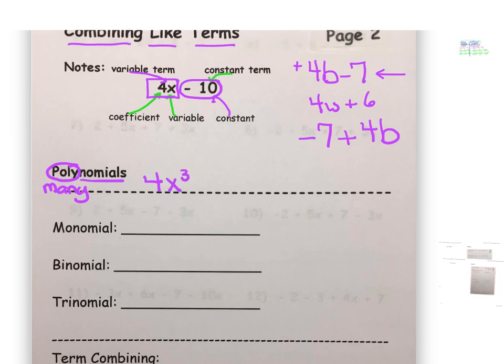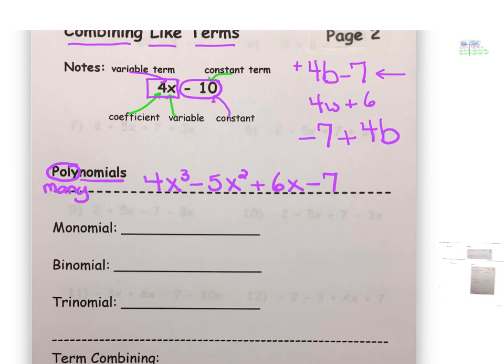4x to the third power minus 5x squared plus 6x take away or minus 7. Here we have 4 distinct terms. This expression is in simplest form. No term combining can occur. This is an example of a polynomial.